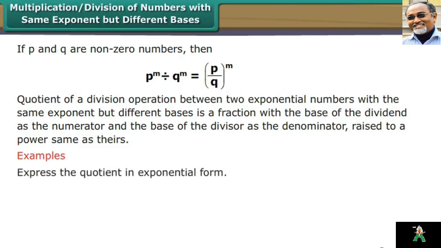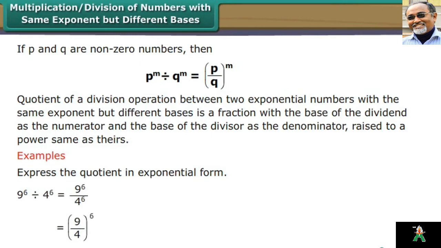Express the quotient in exponential form. 9 raised to the power 6 divided by 4 raised to the power 6 is equal to 9 raised to the power 6 upon 4 raised to the power 6, which is 9 upon 4 whole raised to the power 6.